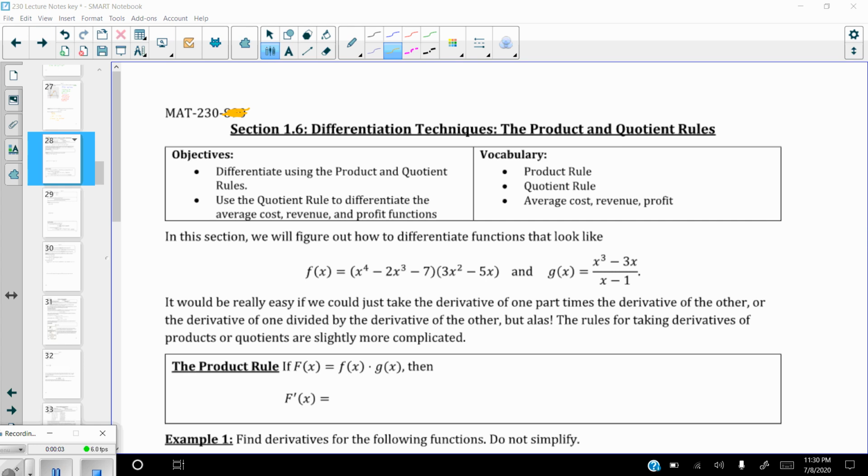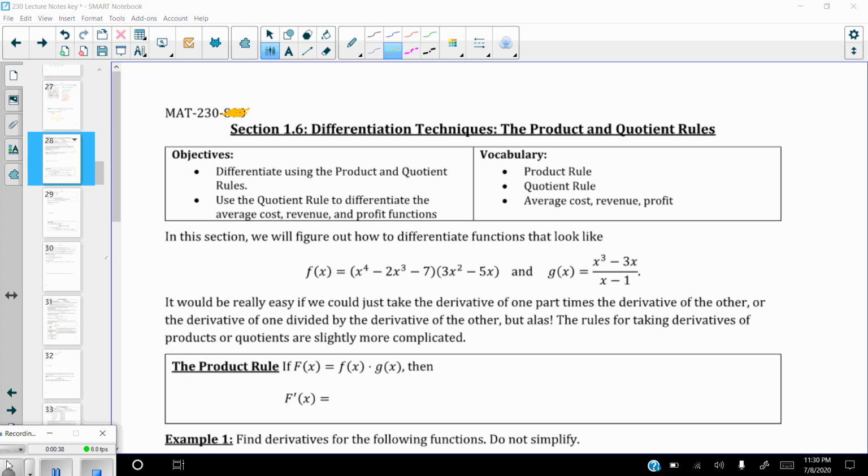Okay, section 1.6. We're going to continue with our differentiation techniques, but now we're going to talk about the product and quotient rules. If you remember from section 1.5, we did the sum and difference rules, and those were really nice because it just said that you could take a derivative of each individual piece and then add or subtract them together as necessary. And I did tell you that it doesn't work for multiplication and division. That's because there are specific rules for how to actually do derivatives of multiplication and division problems.